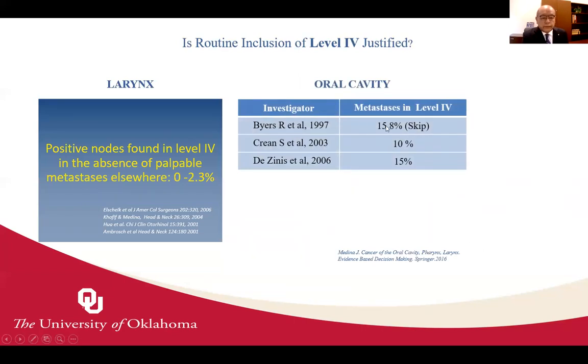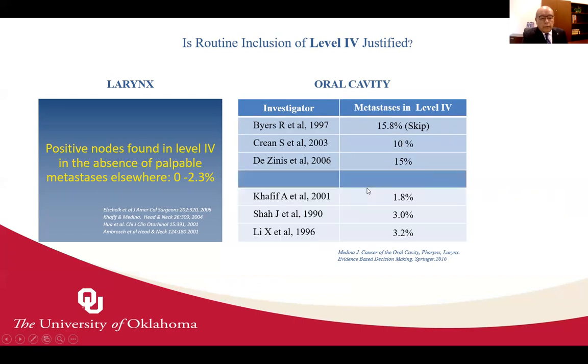The controversy there started years ago when my dear former mentor, Robert Byers, published that in cancer of the tongue, he found 15.8% of the cases with skip metastases in level 3 or 4. And other authors like Green and Luzinis have reported similar rates of metastases to level 4. However, others like our group with Kafif et al., Shah and Memorial and others have reported that the rate of metastases is relatively low, 1.8% to 3.2%.